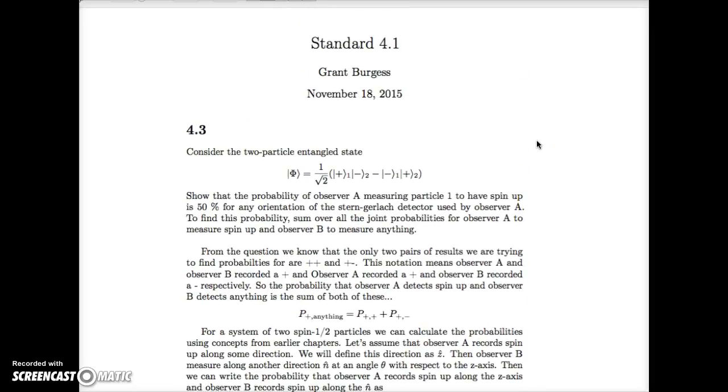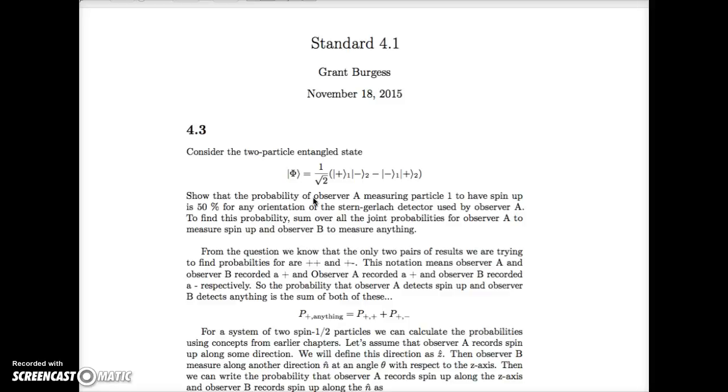For my standard 4.1, I chose to do question 4.3 from the textbook, and it asks us to consider the two-particle entangled state shown here. It says show that the probability of observer A measuring particle 1 to have spin up is 50% for any orientation of the Stern-Gerlach detector used by observer A.